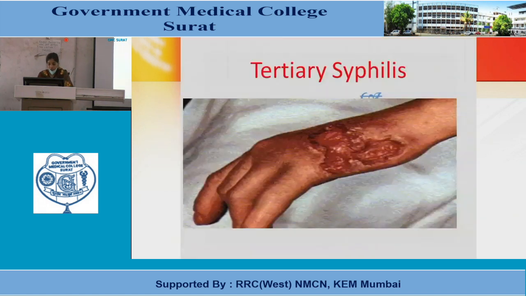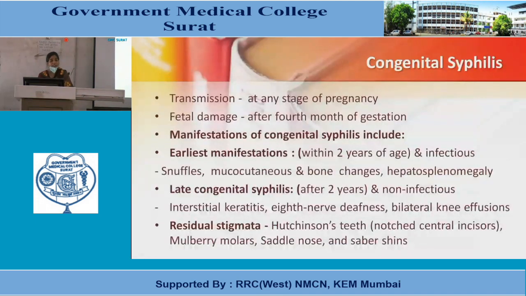So these are pictures of tertiary syphilis. Now congenital syphilis. As I also told you, it is transmitted at any stage of pregnancy, and fetal damage may occur after the 4th month of gestation.